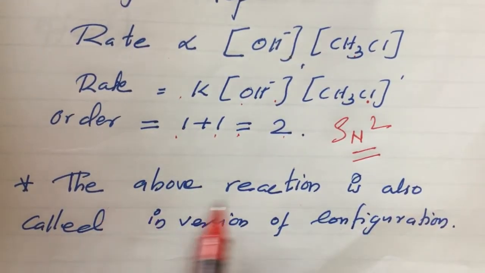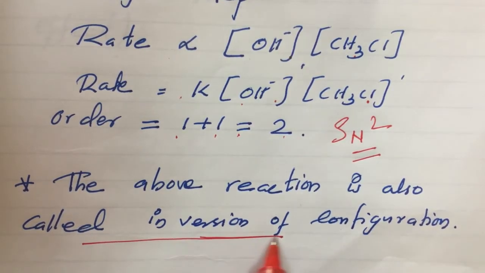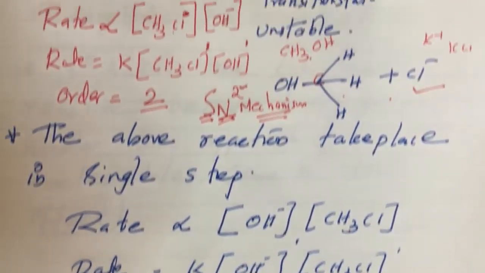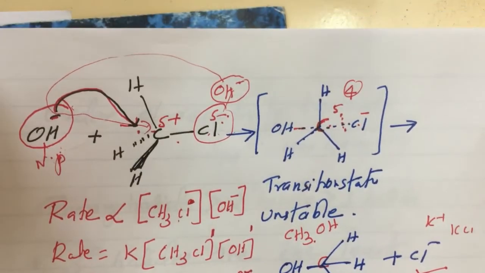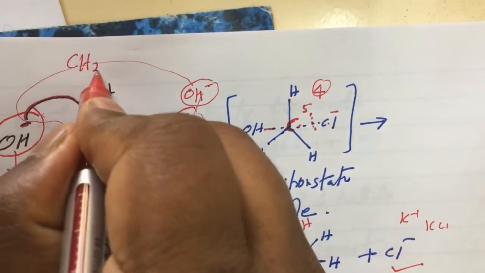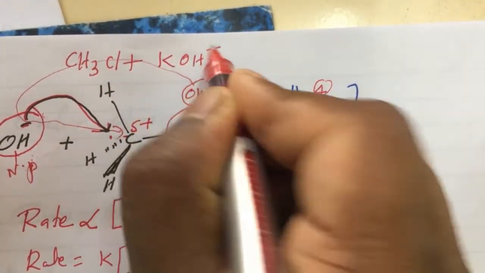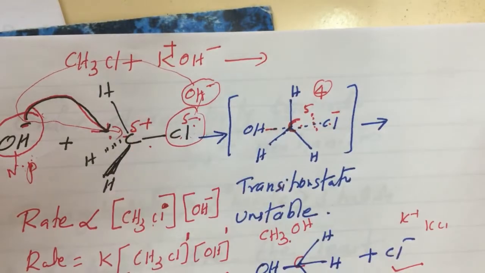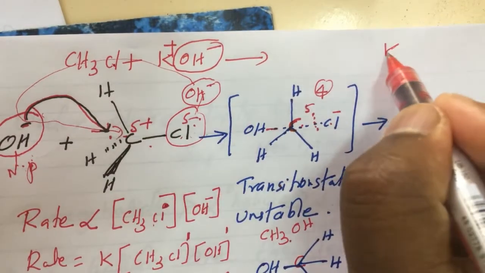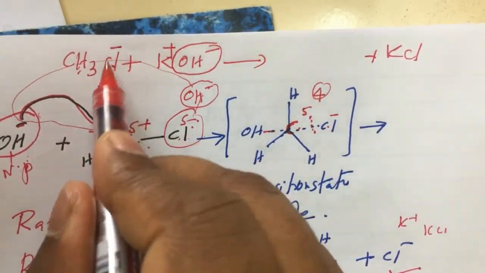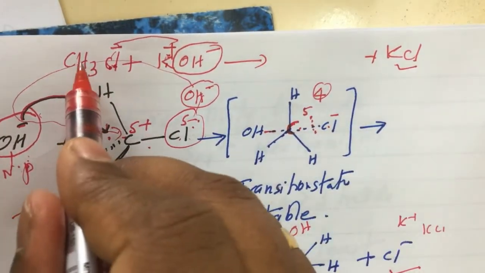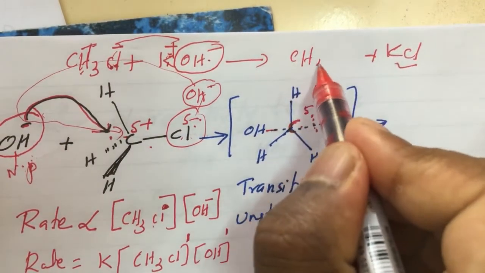Then the above reaction is also called inversion of configuration. And why is it called inversion of configuration? Let's see the steps again. In the reaction between CH3Cl plus KOH, KOH gives K plus and OH minus. K plus and Cl minus form KCl, and CH3 plus and OH minus form CH3OH. This is our reaction.